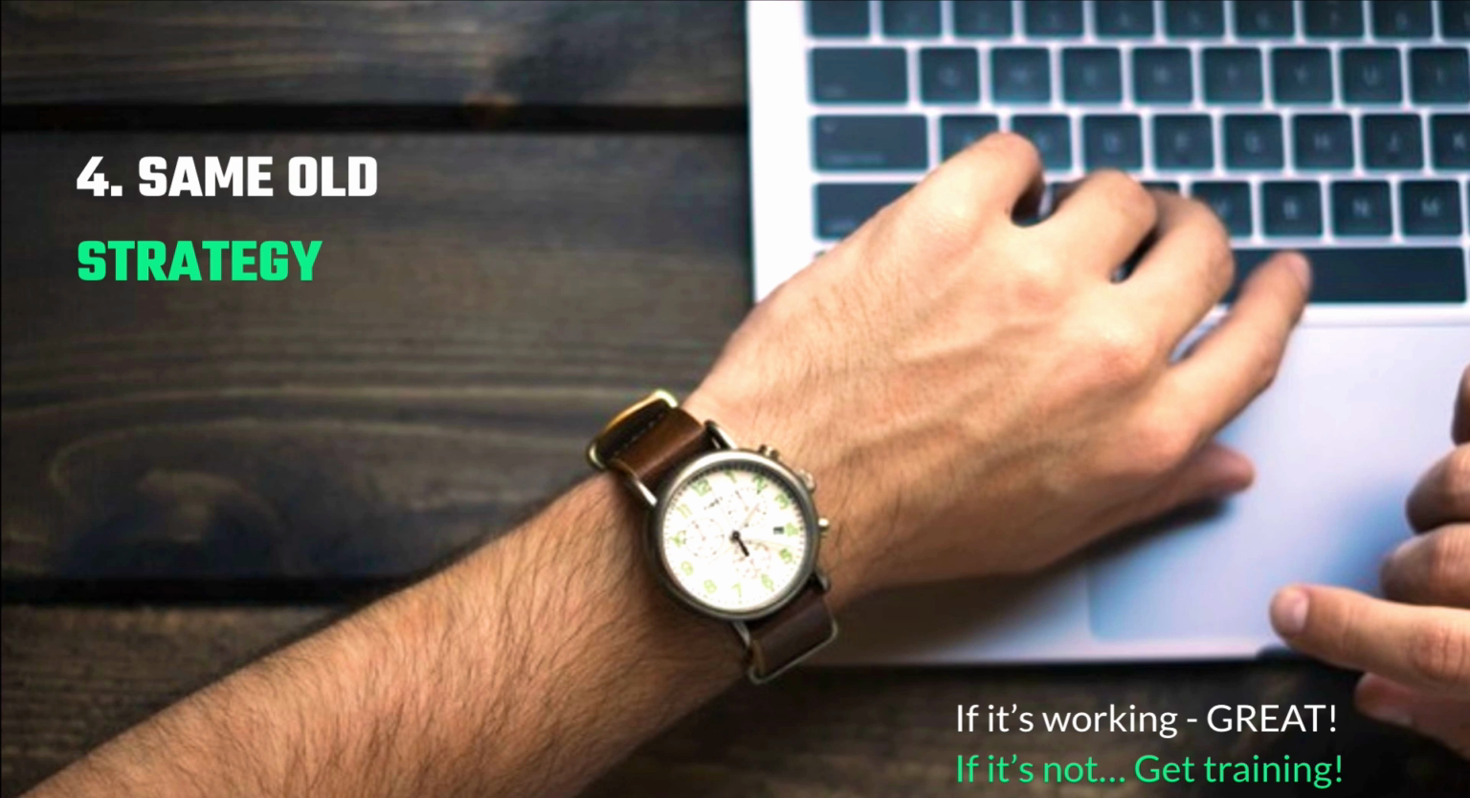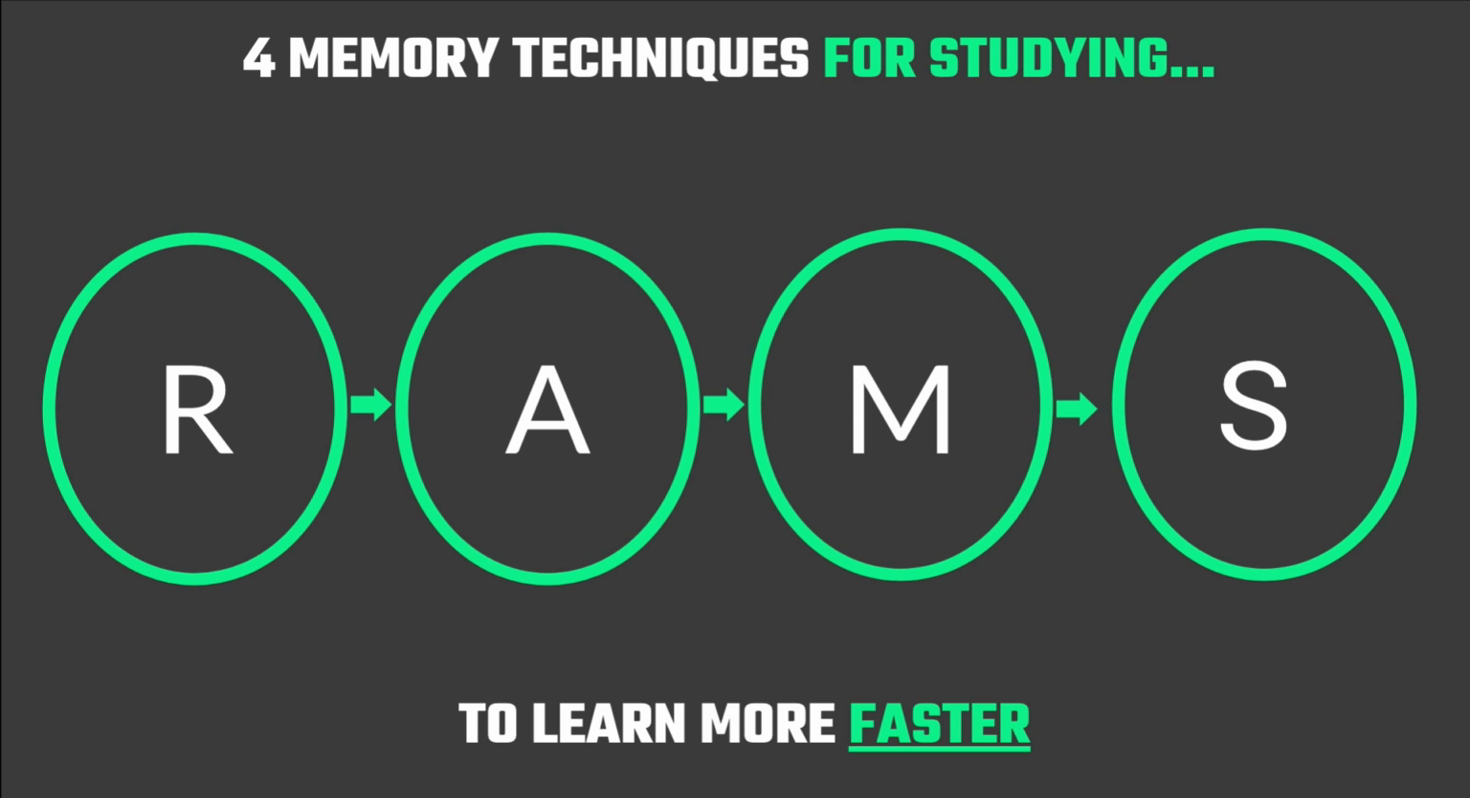Now, you've got the fourth technique. Remember, we need an S here to complete our R.A.M.S. Well, same old strategy, right? So if your same old strategy is working, great. Why fix it if it ain't broken, right? But if it's not, get some memory training, because if you just keep doing the same old thing, you're going to get the same old results, okay? So if rote learning isn't working, then just find something else. Learn about association. If association isn't enough, learn about the memory palace. If the memory palace isn't enough, well, you can get in touch and we can maybe find a strategy for you. But at the end of the day, memory techniques for studying to learn more faster has these four things that you can go to, okay?